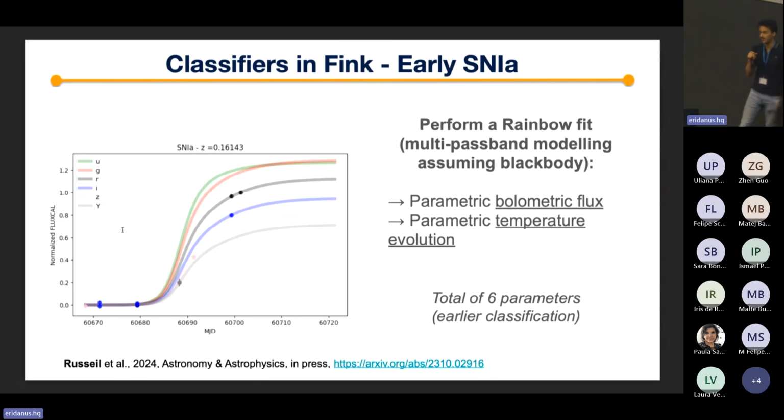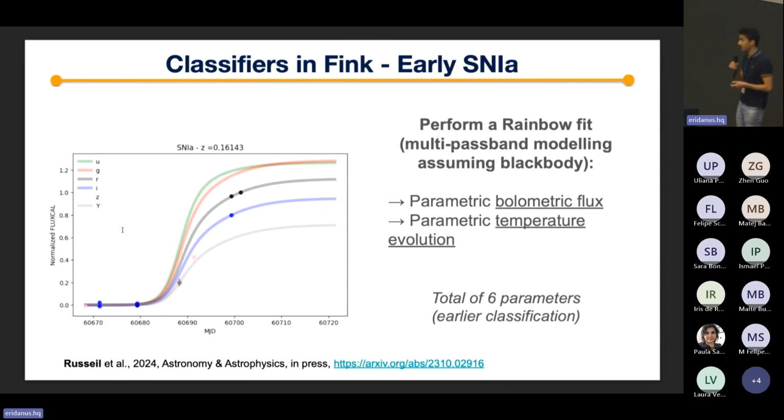It was one of my works during my PhD. And the idea is that you fit a two-dimensional surface on your object instead of fitting multiple one-dimensional fits for each passband. And you just assume an SED, so a black body in this case, and then you choose some parametric bolometric flux and some parametric temperature evolution. And that way you have a full description of your physical object, including some color information, which is very useful to fit.